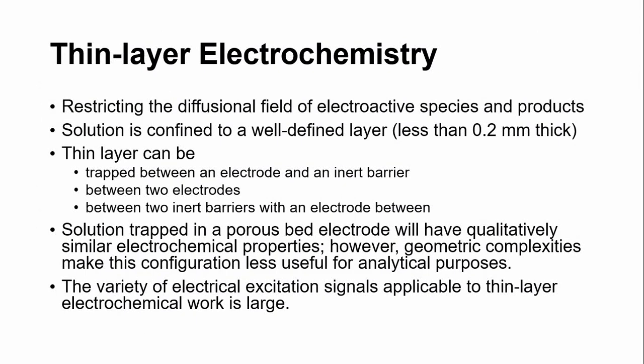Now this 0.2 millimeter thick layer that we are looking at on our slide, which is also mentioned here, is confined or trapped between certain situations. For example, this layer can be trapped between an electrode and an inert barrier.